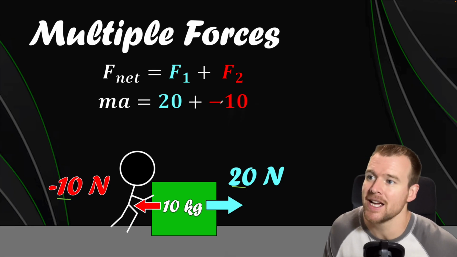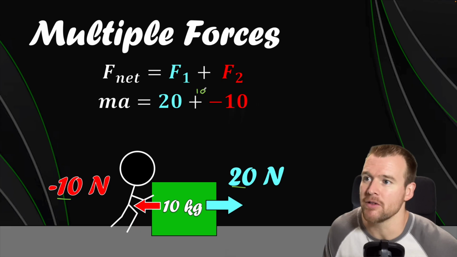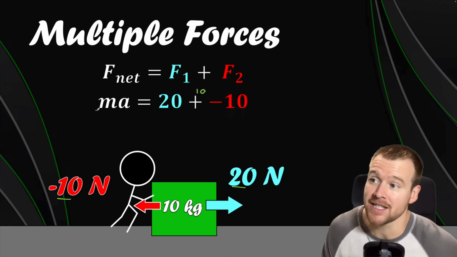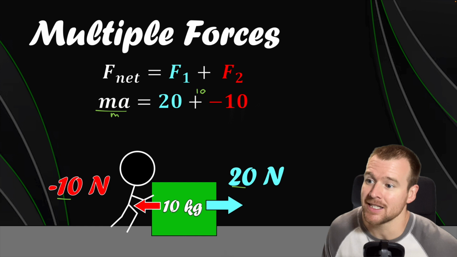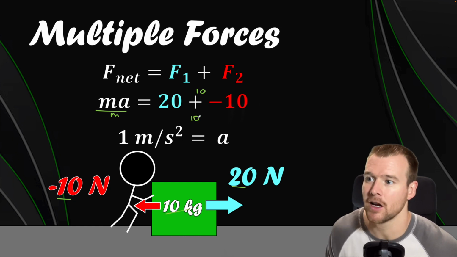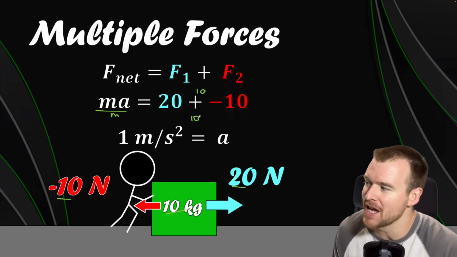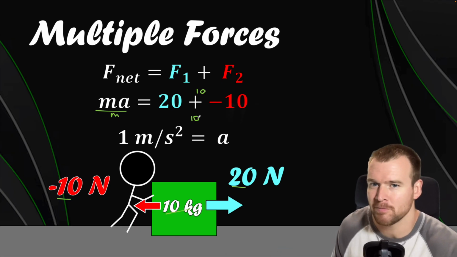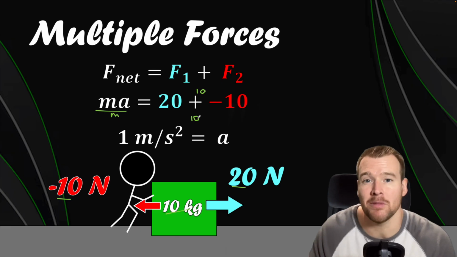Well, I can take my 20 minus my 10. I know this is going to be a value of 10. To solve for the acceleration, I'm going to divide by the mass. In this case, I know it's also 10. And we're going to get the same answer of 1 meter per second squared. Might seem like a little bit more work for this one, but it's going to help us a lot when we get to more complex examples.